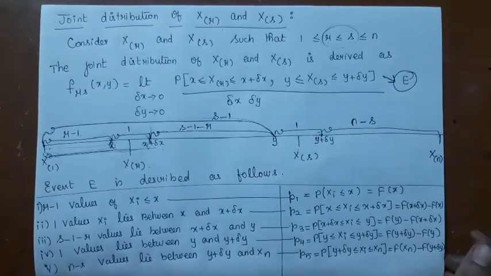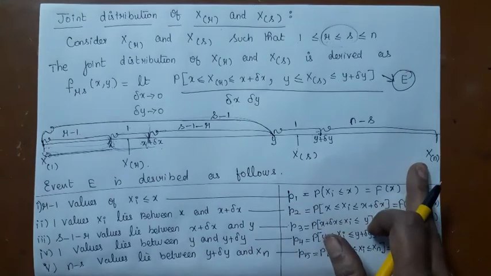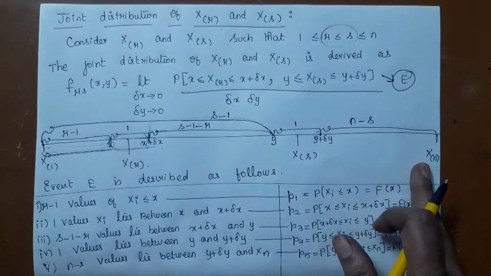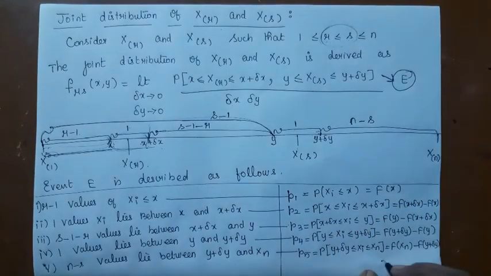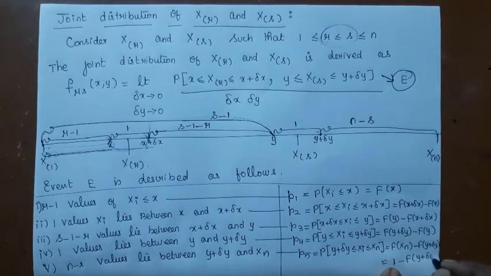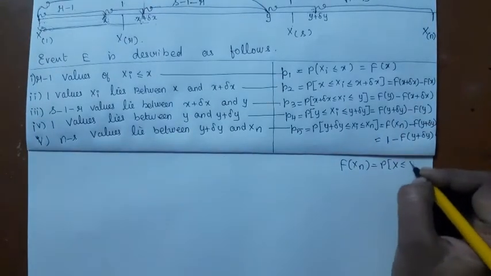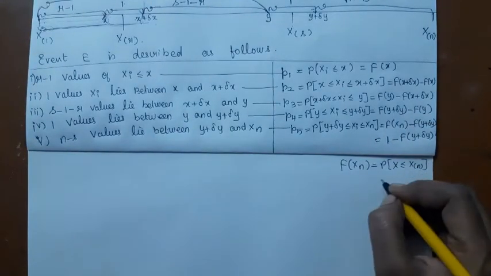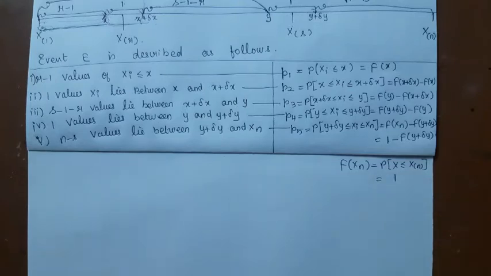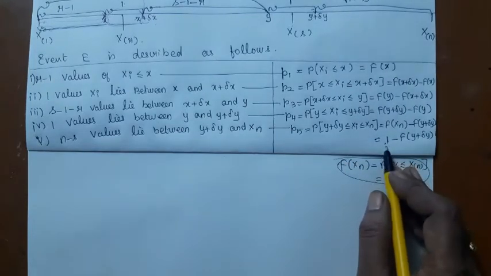Fine. Okay, now what is F of xn? Xn means you are including all the values of the random variable X. So it is 1 minus F of y plus delta y. Okay, see what I mean is F of xn means probability that X is less than or equal to xn. All values of X are less than or equal to xn, so it becomes 1, right? This is the reason why I have written 1 here.